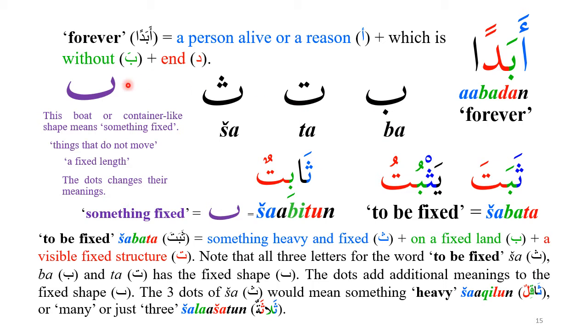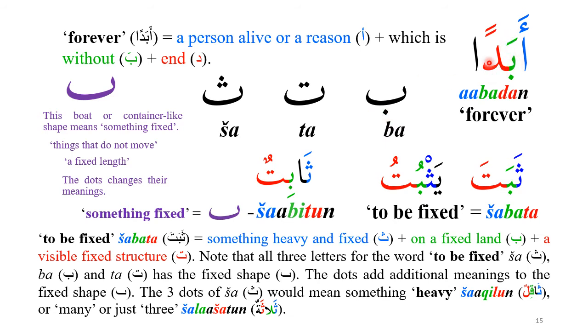Ba, ta, sa, these three have this boat or the continual or the fixed shape. So you see something thabitun. Thabitun means something fixed. So thabata yathbutu means to be fixed. And you see in this one, all three have the fixed shape. It's interesting, isn't it?